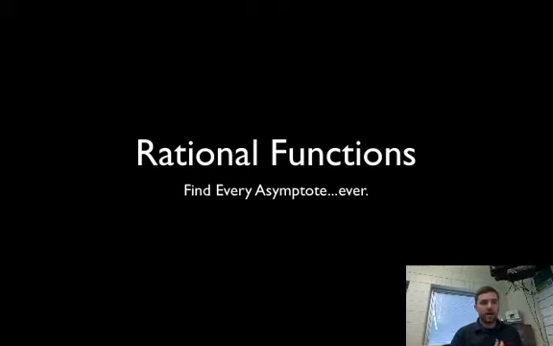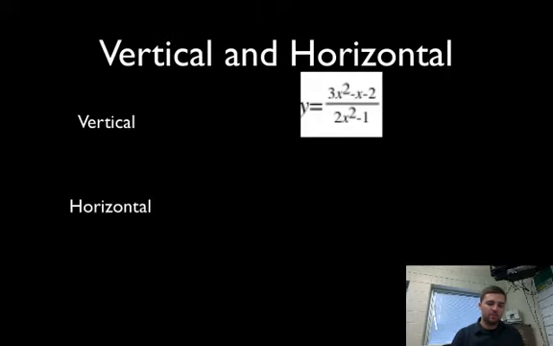This lesson today is rational functions, find every asymptote ever. So in a previous video, I think we talked a little bit about how to find horizontal and vertical asymptotes. I'm going to go over it again here real quick just because it's really important, and then I really want this video to be a resource: if you want to know how to find an asymptote, you can go to this video.